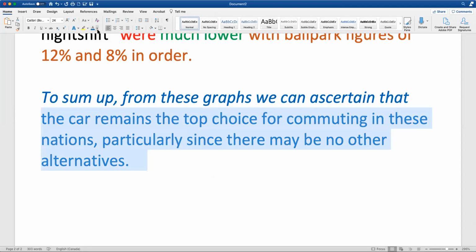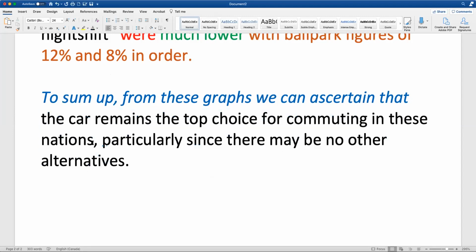All right. So what can we find? The car remains the top choice for commuting in these nations. Okay? Particularly, why? Since there may be no other alternatives. This seems like what this graph is saying.